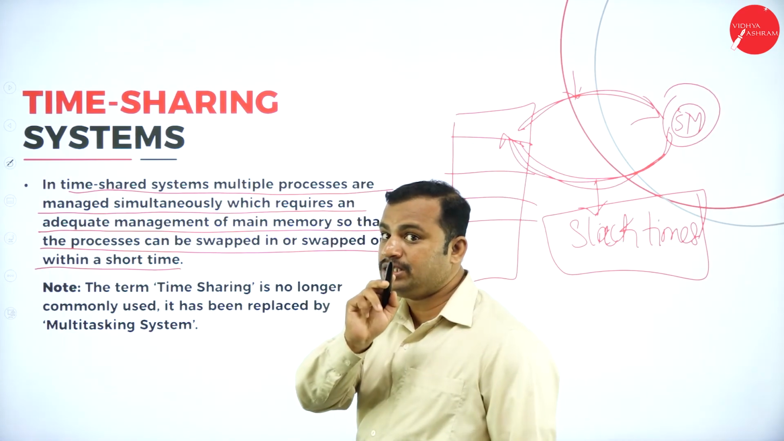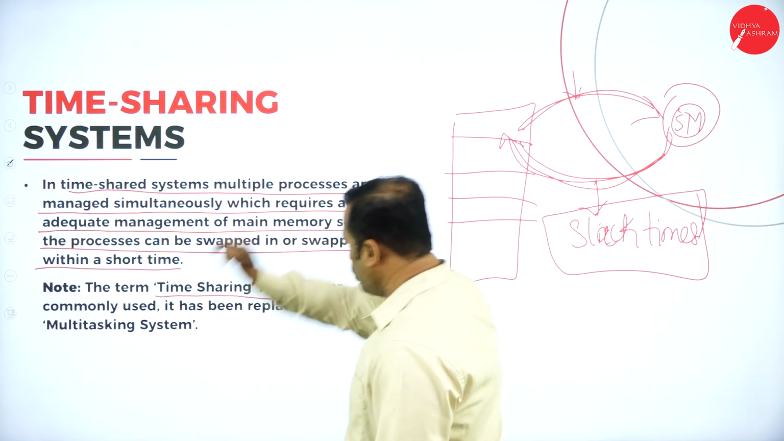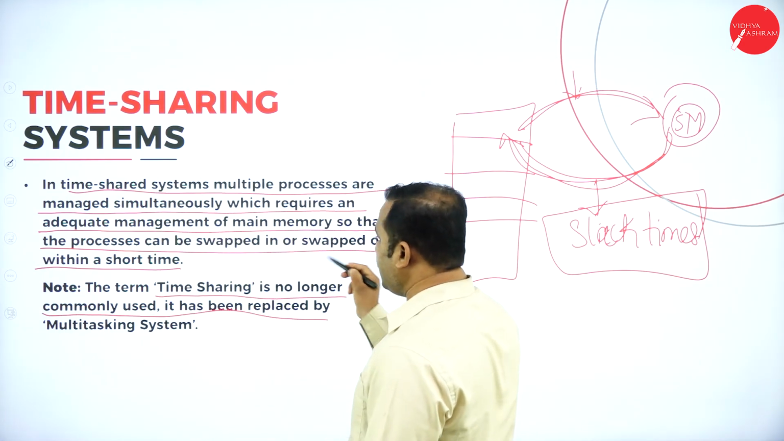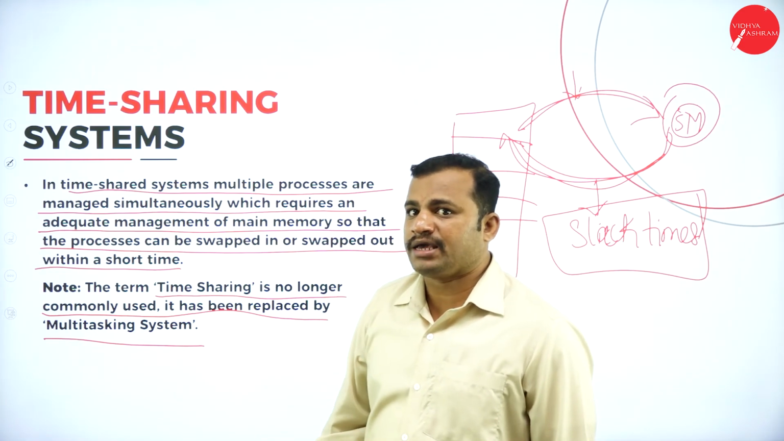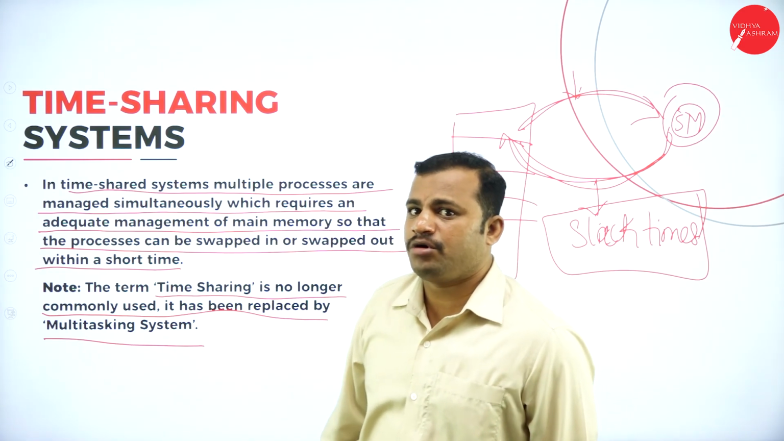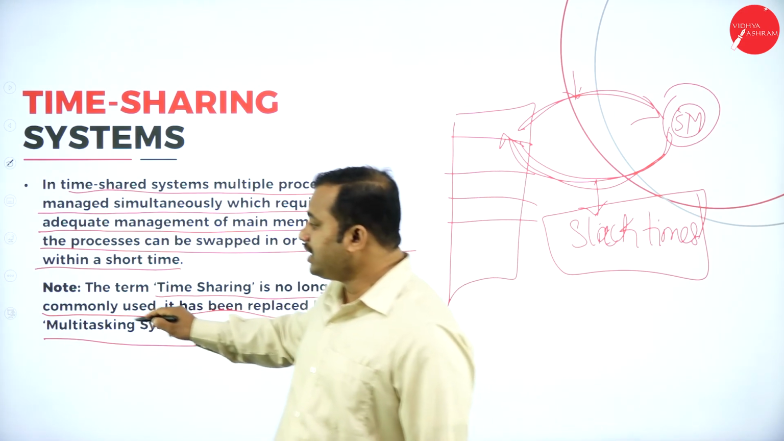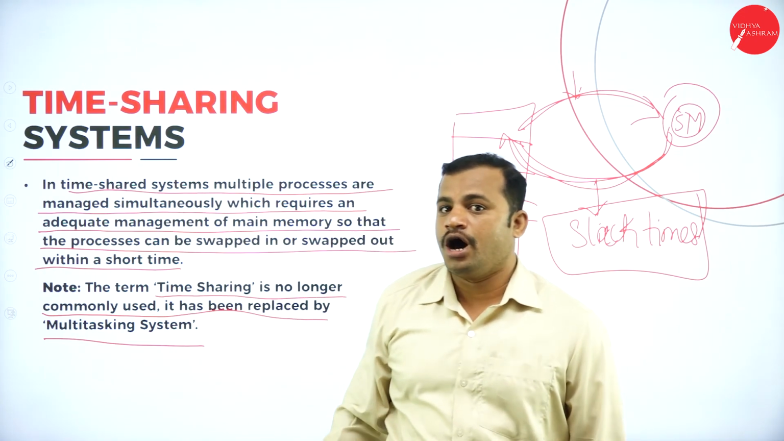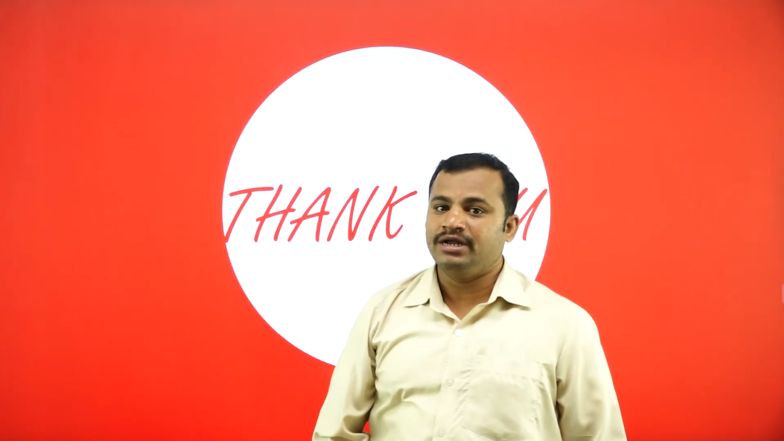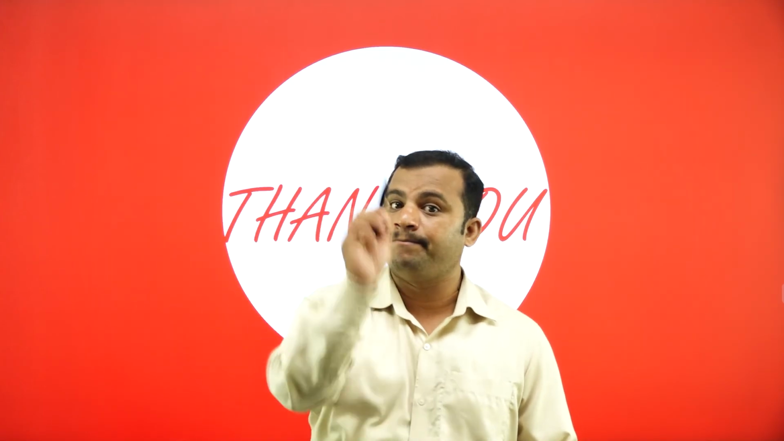Please note one more important point: time sharing is no longer commonly used. It has been replaced by multitasking systems because it is very much complex, and the performance of a system also sometimes comes down. That is the reason we have multitasking systems. What is the meaning of multitasking system? Multiple jobs are done at the same time. That is the reason we have the multitasking system, which is called a parallel processing system, parallel architecture.